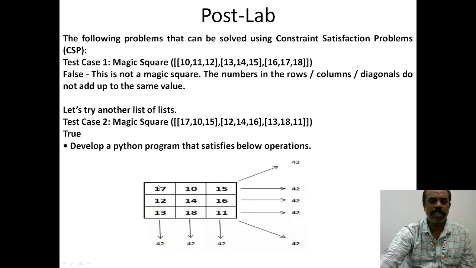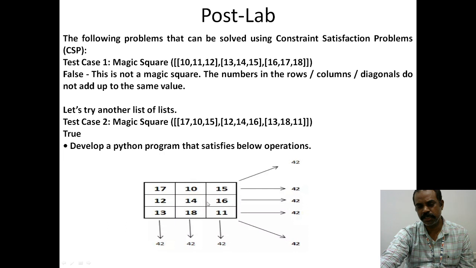If you look into this, the first row sums up to 42, the second row sums to 42, the third row sums to 42. You may go with the same case for the columns. The first column gives you 42, the second column gives you 42, the third column gives you 42. The principal diagonal 17 plus 14 plus 11 ends up with 42. The second diagonal 13 plus 14 plus 15 also ends with 42. Since all the sums are equal, we call this matrix a magic square. So here the output would be true.